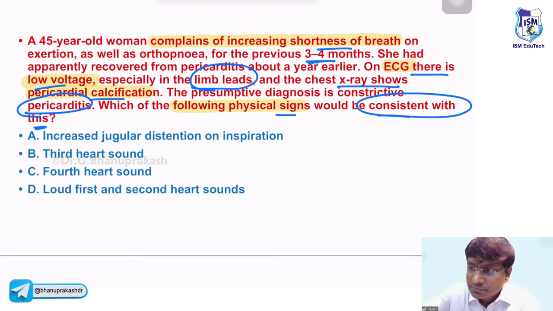Anyone of you, please answer this. Increased jugular distension on inspiration, third heart sound, fourth heart sound, loud first and second heart sound.